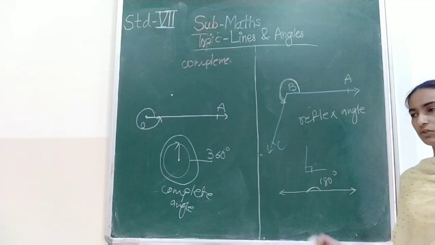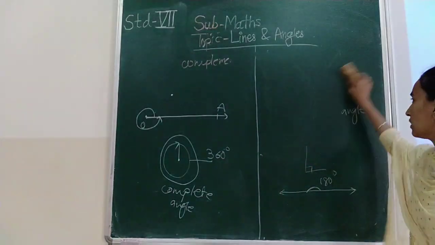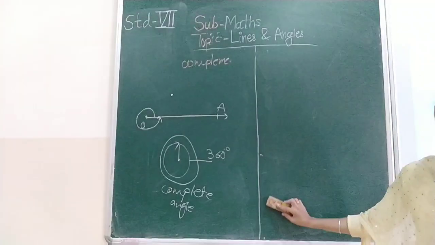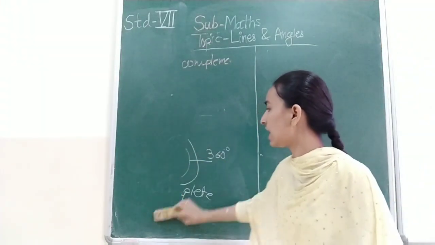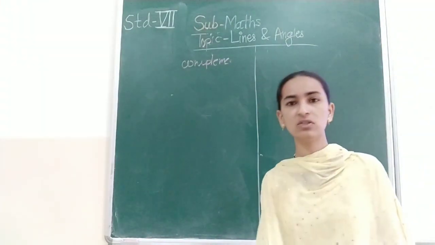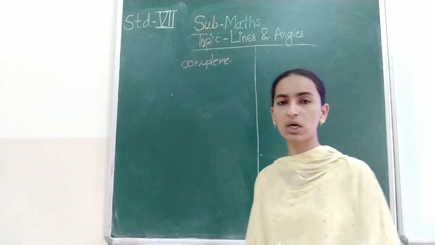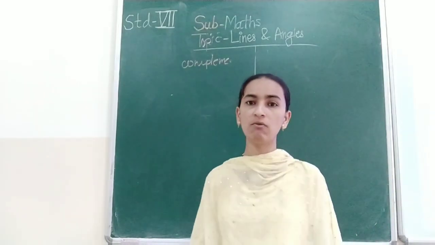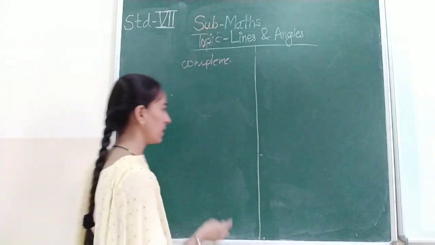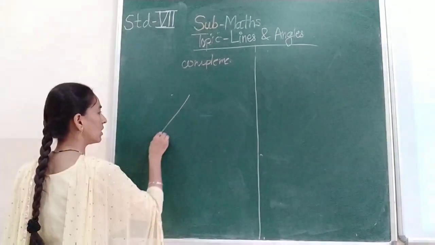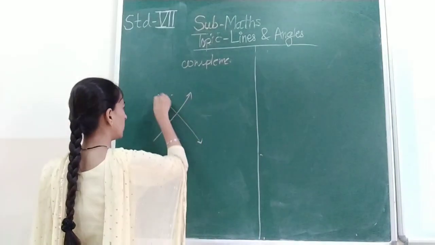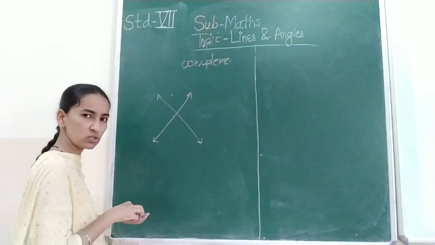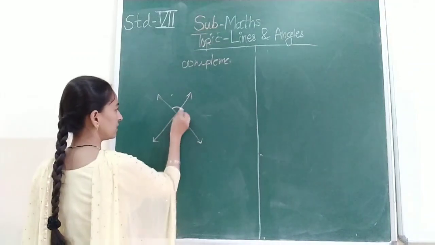relationship between angles, which are vertically opposite angles. Just now we have seen the adjacent angle. One thing remains. Adjacent angle is over, complementary is over, supplementary is over, and one more is there, linear pair. But one thing remains, vertically opposite angles. When two lines intersect each other, then these angles are formed.